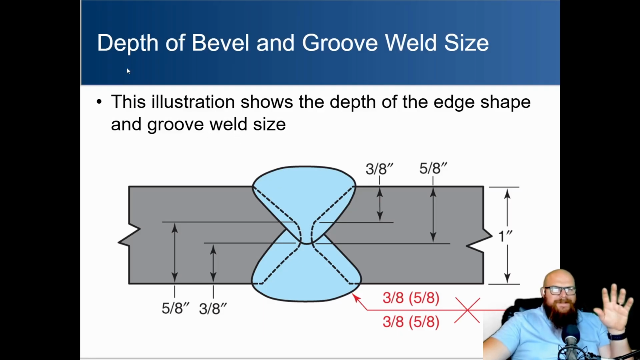So when we do talk about the depth of the bevel and the groove size of the weld, you can kind of see on this example in this butt joint here, we've got two bevels. You can see a picture of the weld, how far down that bevel goes, which is 3/8. The weld itself should penetrate 5/8. If we're welding on both sides, you're going to help get a complete penetration with that.